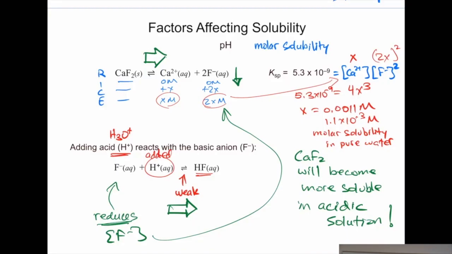And we don't need to put numbers to this one. We did enough computation with the previous example. I expect you to be able to think about these things both empirically or qualitatively, which is a better term for this, just like we've described. What's going to happen? Is it going to become more soluble or less soluble?